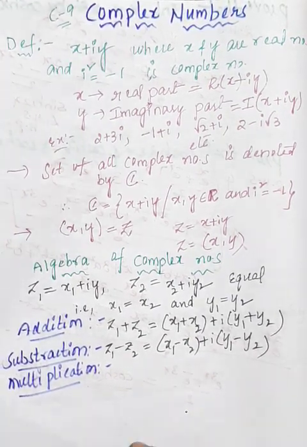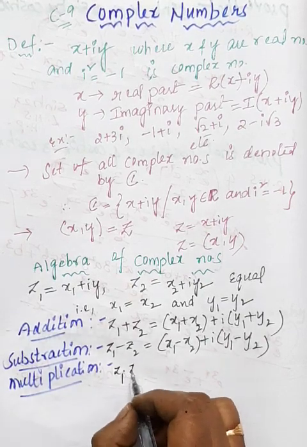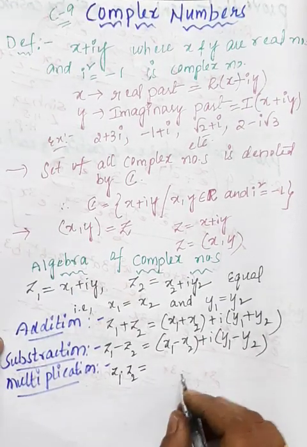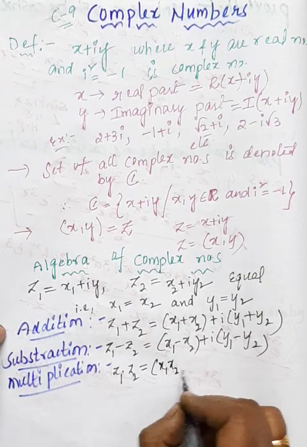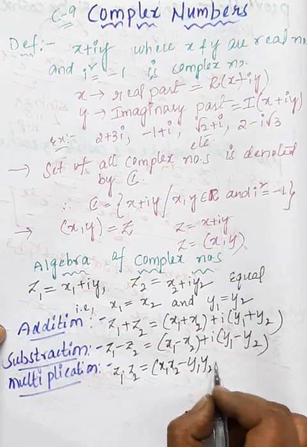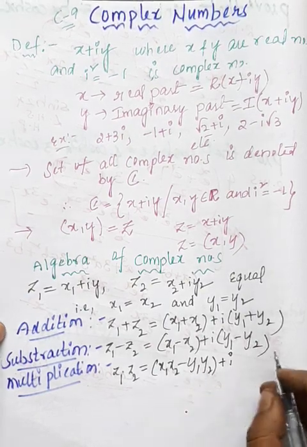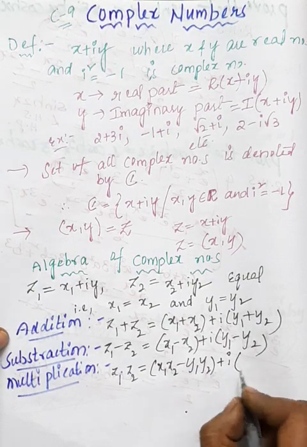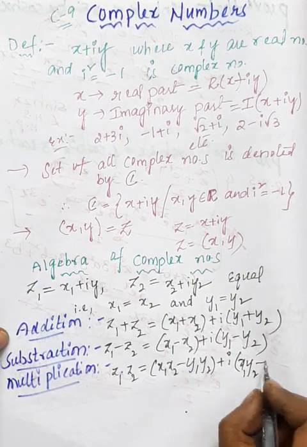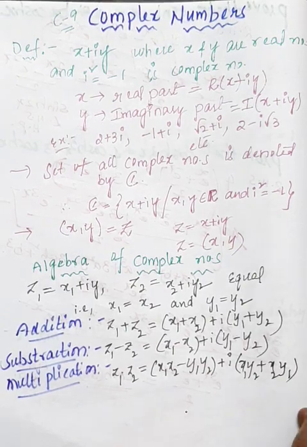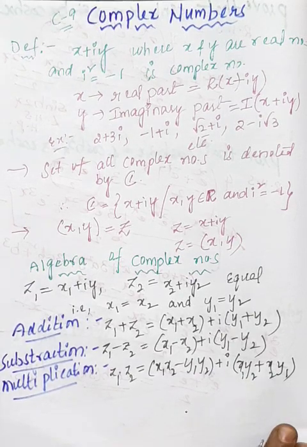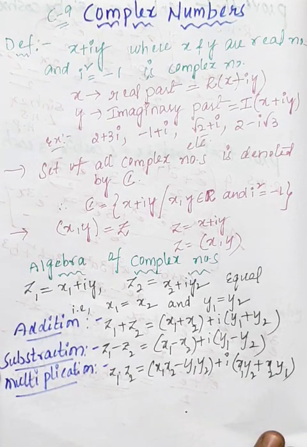Multiplication of two complex numbers z1 into z2 is equal to x1 x2 minus y1 y2 plus i into x1 y2 plus x2 y1. Therefore, the multiplication of two complex numbers is given by x1 x2 minus y1 y2 plus i into x1 y2 plus x2 y1.